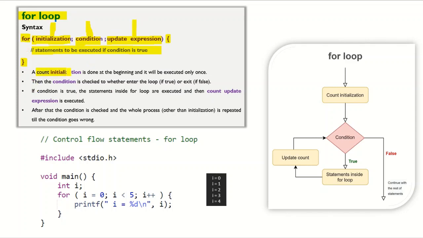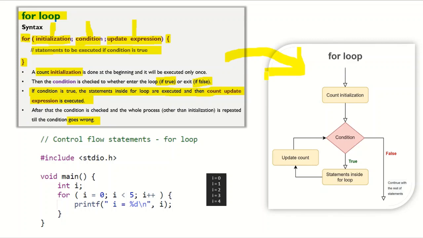The count initialization is done at the beginning and is executed only once. Then the condition is checked to decide whether to enter the loop or exit the loop. That is, if the condition is true, it will enter the loop. If the condition is false, it will exit the loop. If the condition is true, the statements inside the for loop are executed and then the count update expression is executed. Then the condition is checked again, and the whole process other than initialization is repeated till the condition goes wrong.